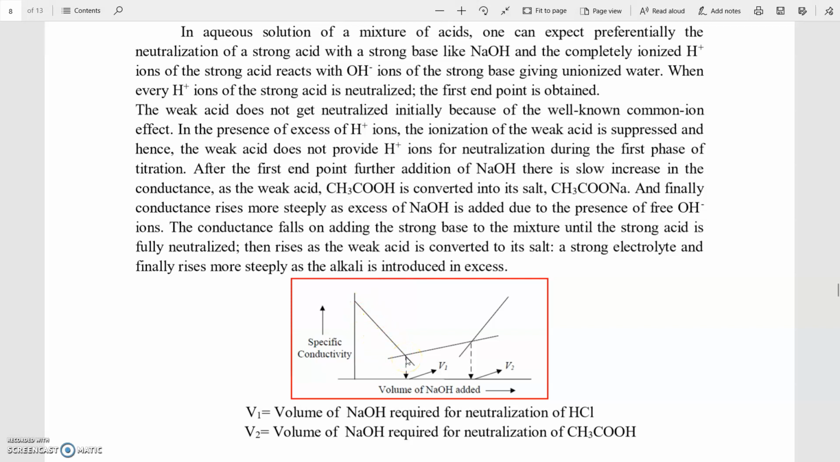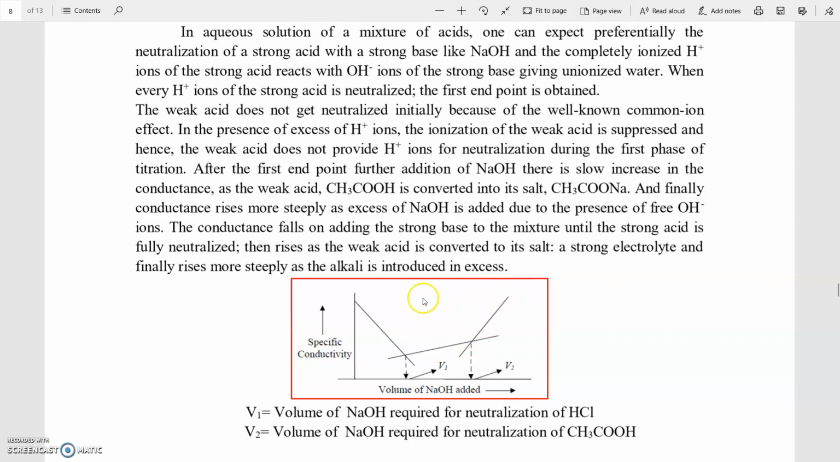But when the NaOH starts reacting with acetic acid, an increase in the conductivity is observed because the number of Na plus ions increases. Because of that, a slight increase in the conductivity is observed. When acetic acid is neutralized completely, whatever NaOH we add remains as it is, so because of the OH minus ions, we observe a sudden increase in the conductivity.